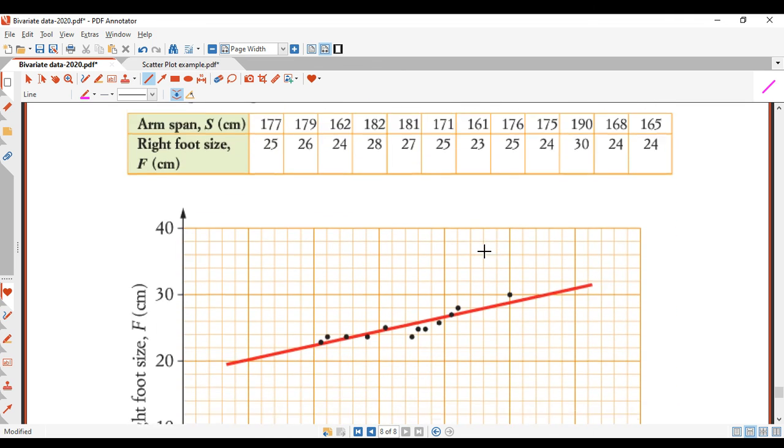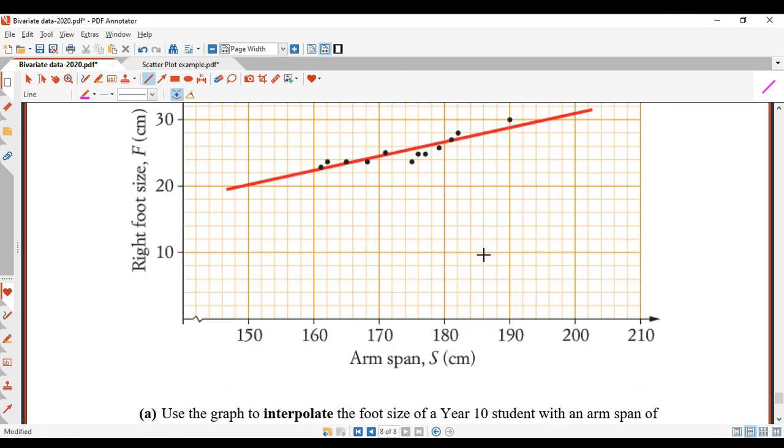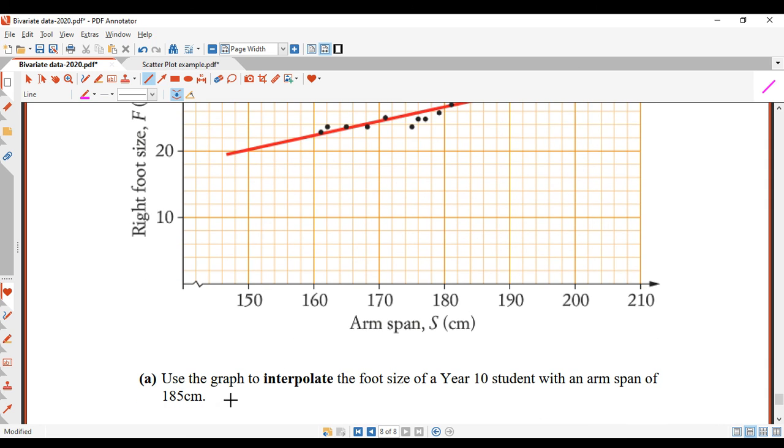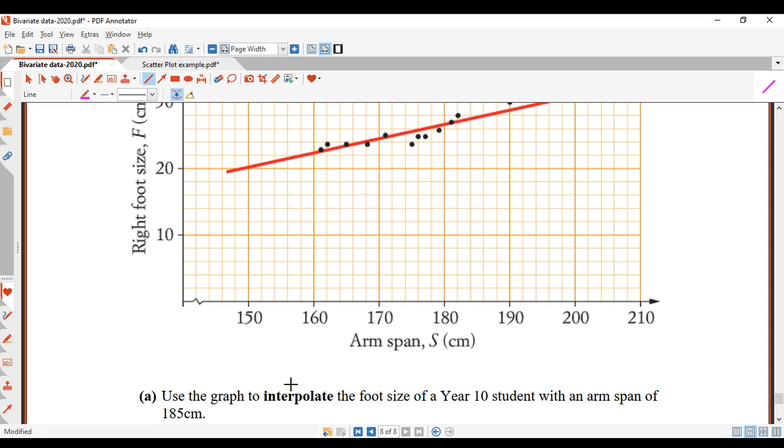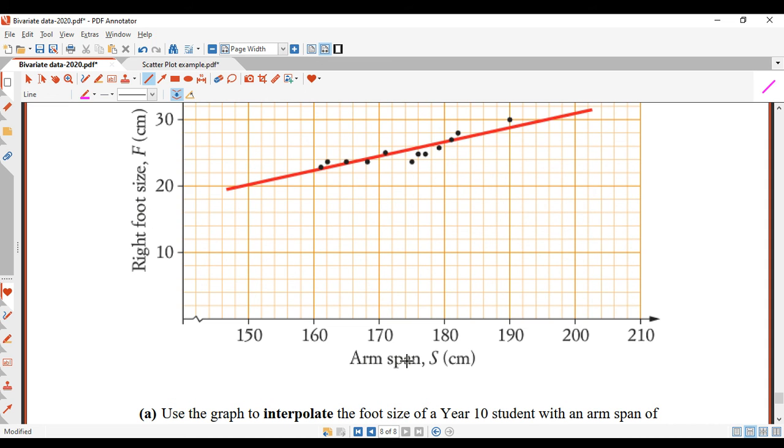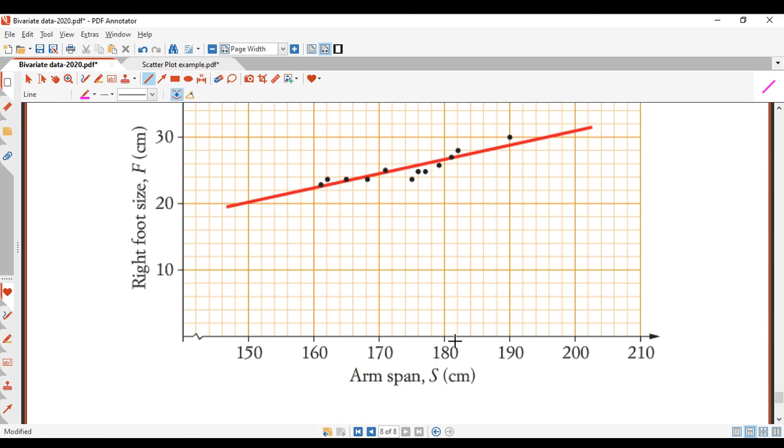So let's have a look at the first example. Here's a line of best fit in our scatter plot. Use a graph to interpolate the foot size of a year 10 student with an arm span of 185 centimetres. Okay, so if we go to 185 centimetres, so what have we got here? 2, 4, this is going up by 2, so we're going to go up roughly to there, and then we're going to go across from there to read off the corresponding value. Okay, just estimating.